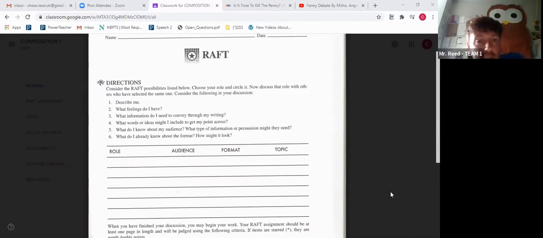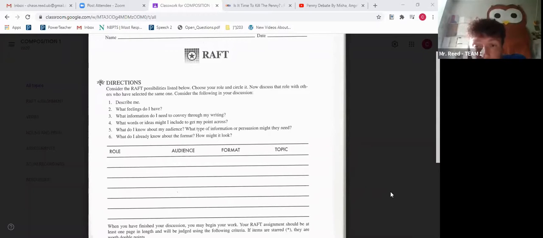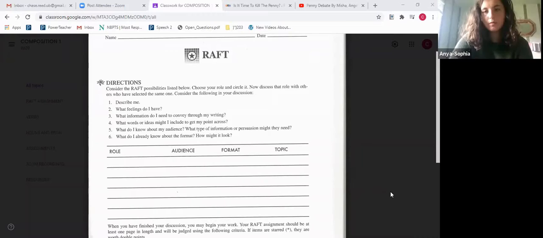Anya Sophia, can you tell me what you've chosen? I'm gonna write an editorial. Okay, so you're the penny writing an editorial that responds to the news article. And now tell me your topic. Are you going to keep the penny or do you want to abolish the penny? Probably keep. Keep the penny.